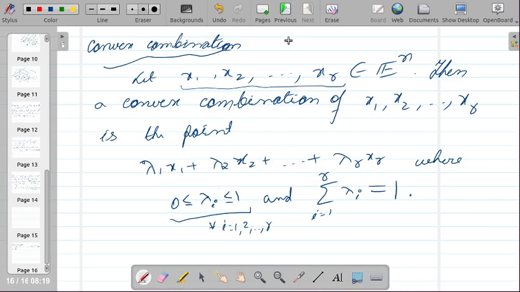We had done the convex combination already for two points. A convex combination of two points gives us any point on the line segment. Because lambda x plus 1 minus lambda y is also a convex combination, as the scalars lie between 0 and 1, and if you add the scalars, the result is 1. So that is a convex combination of two points.